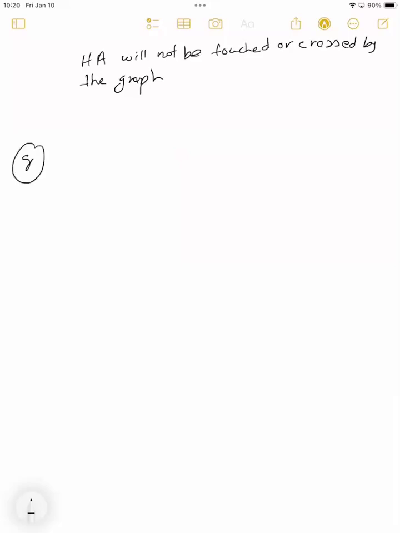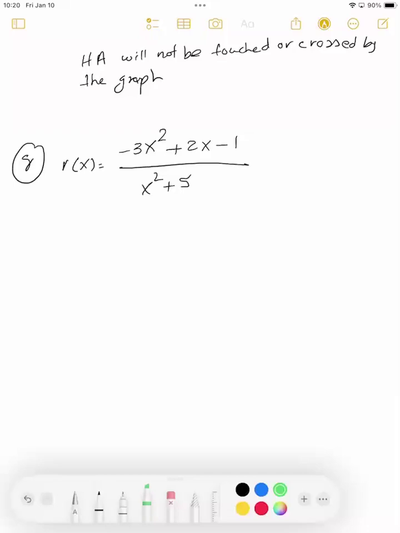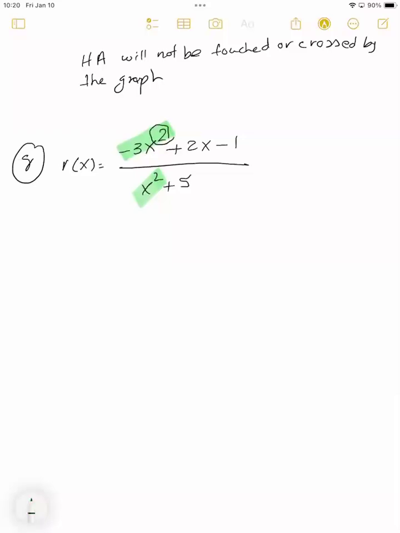Question 8. We have r of x equal to negative 3x to the power 2 plus 2x minus 1, over x to the power 2 plus 5. We want to find the horizontal asymptote and then find out if it's going to be touched or crossed. That's the leading term from the top, and that's the leading term from the bottom. Why are they the leading terms? Because they have the highest exponent. The degree of this polynomial is 2, because this term has a degree of 1 and this has a degree of 0. So the degree of the top polynomial is 2. That makes it the leading term, not because it's first. And the bottom is the leading term as well.